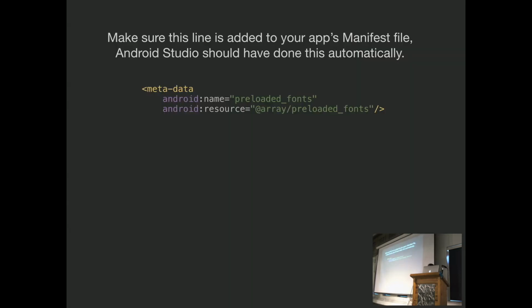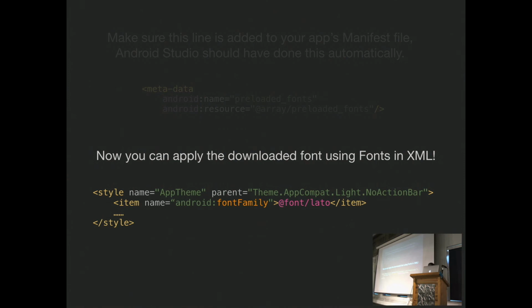This only works if this metadata tag is in your manifest, and Android Studio should have automatically added it, but make sure to check and see it's there. And if you do all of this, you are ready to apply fonts in XML. Again, with just one line of code, one line of XML in your app theme, just like you would apply your regular font to your app.